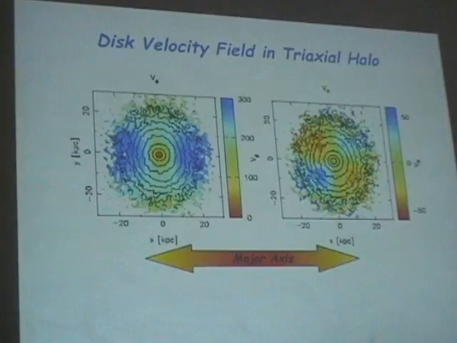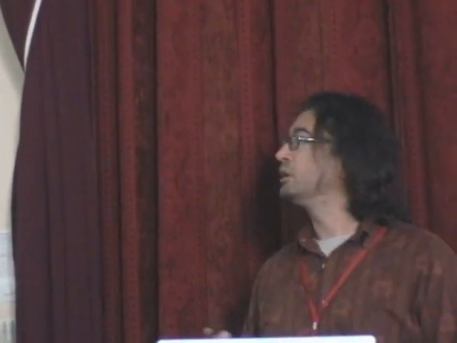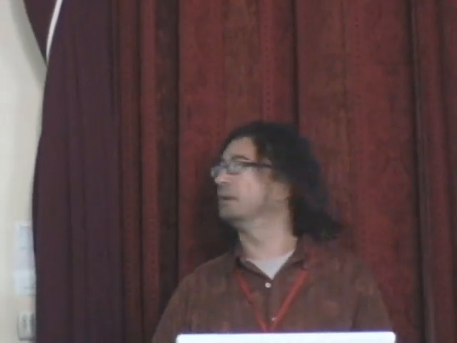But just to show you some of the effects that you might expect from a disk sitting inside a triaxial halo, here's an example of a disk sitting in such a halo. And the orbits that you end up getting in a system like this are not circles. The closed orbits are not circles, they're ellipses, and that's what you see over there. You see something that's elongated.